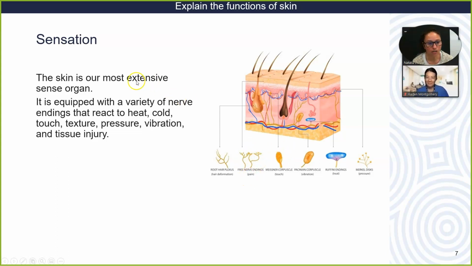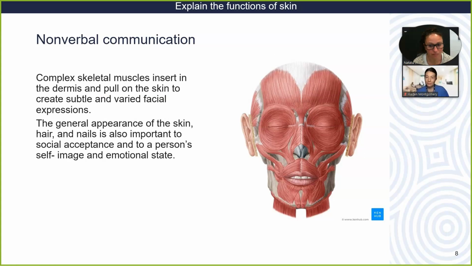Our skin is a sense organ. It picks up lots and lots of different things and is full of sensory neurons. The other function of the skin is that it allows us to communicate non-verbally. Can you see here, look at all the muscles that you have in your face.